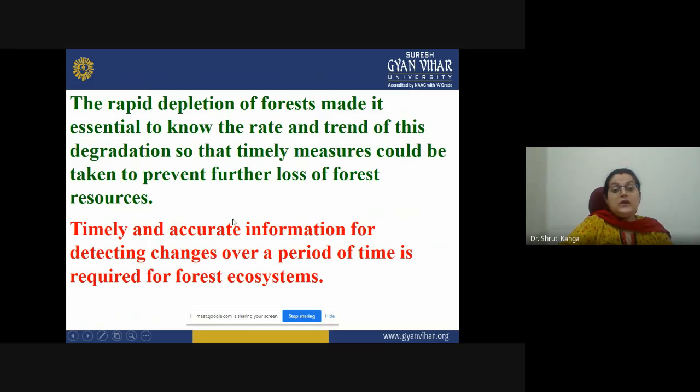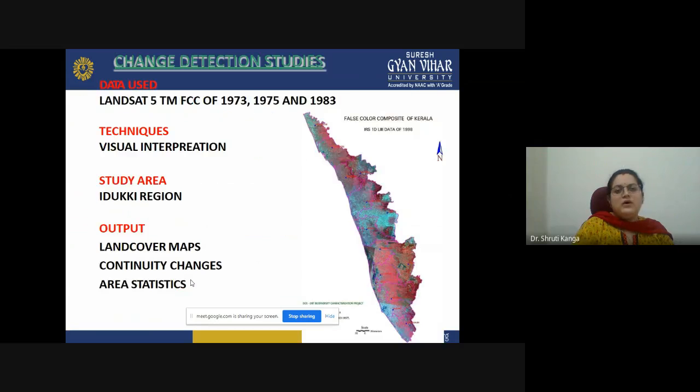Then timely and accurate information for detecting changes over a period of time is required for a forest ecosystem, and what kind of planning can be done on the basis of different time periods can also be decided with the help of these kinds of things. Then change detection studies were also done, where in this case study they used the Landsat thematic data set of 1973, 75, 83.